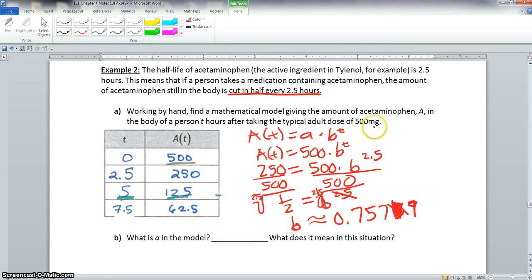So now, we will have our model here. We will have A of t is equal to our starting value, our A is 500. Our base is approximately 0.7579. And remember, that's taken to the t power. So this is our equation.